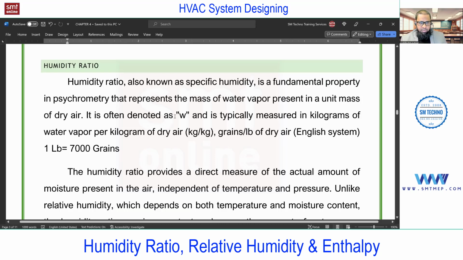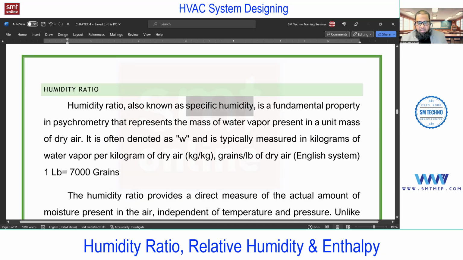So it's simple. Humidity ratio is what? Also known as specific humidity. Specific means per unit, no? Per unit if you measure, that we can call as a specific. So humidity ratio or specific humidity, both are same.